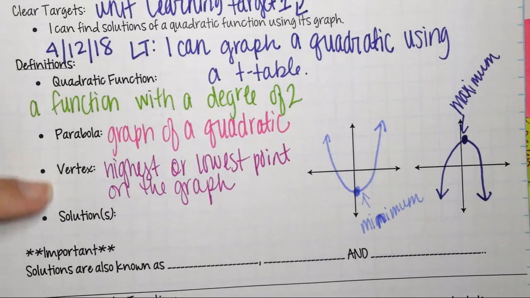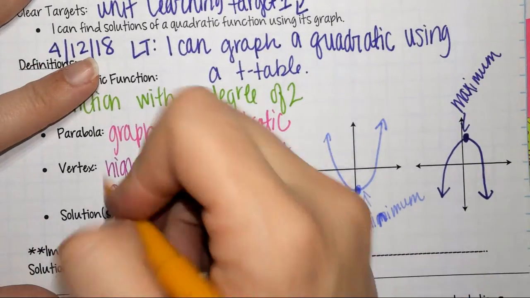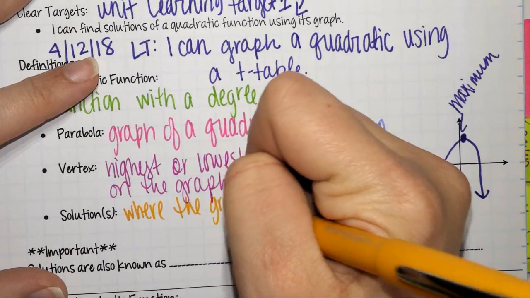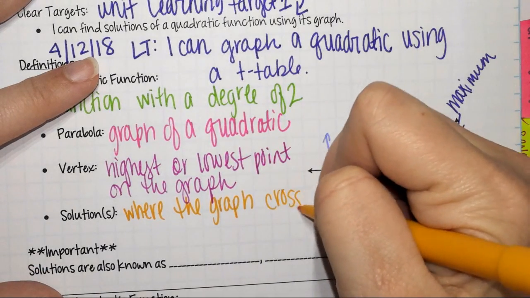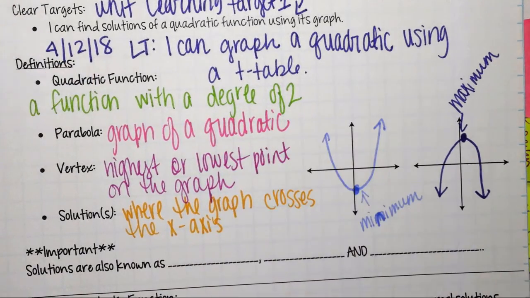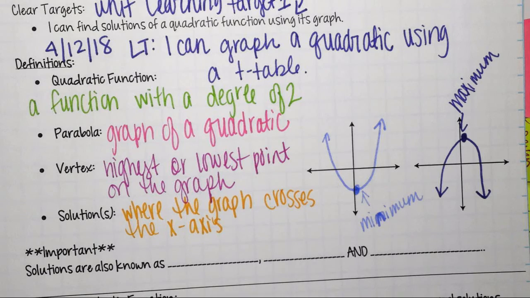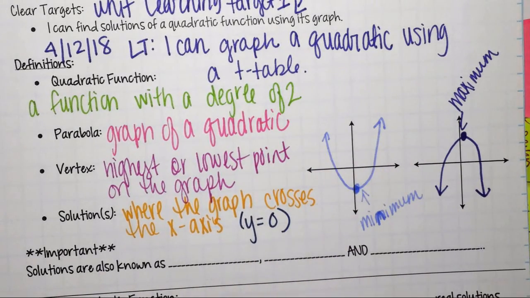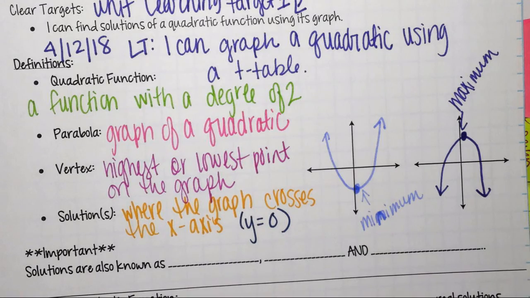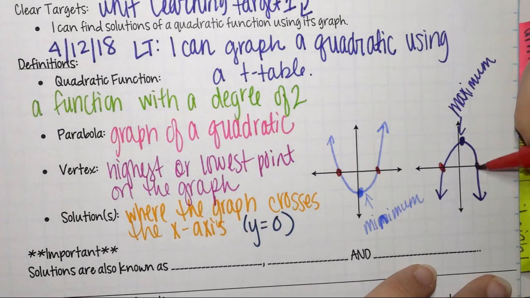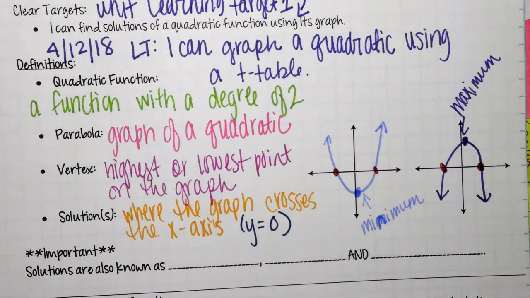So a parabola has a vertex. It also has solutions. And the solutions are where the graph crosses the x-axis, or where y equals 0. So your solutions for the one on the left, we have 2. We have one here and here. And we have one here and here. Those are solutions.